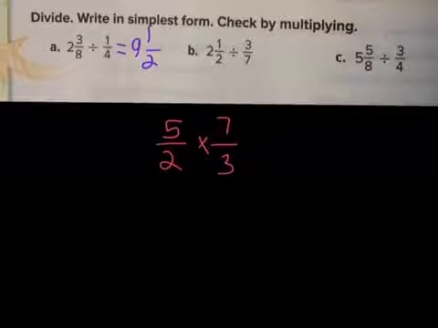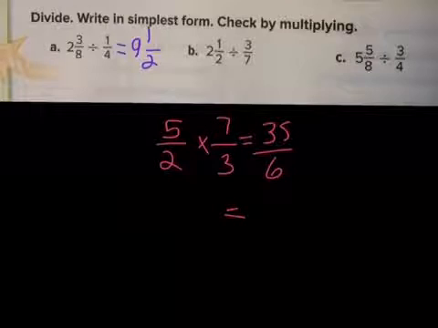Okay, for B I did the same. I changed it to an improper fraction. 2 times 2 is 4, plus 1 is 5, 5 over 2. Changed to multiplication and inverted the second fraction, as you see right there. And now there's no cross-referencing, unfortunately, so I'll work straight across. 5 times 7 is 35, and 2 times 3 is 6.